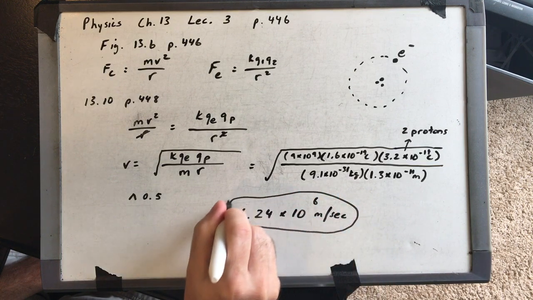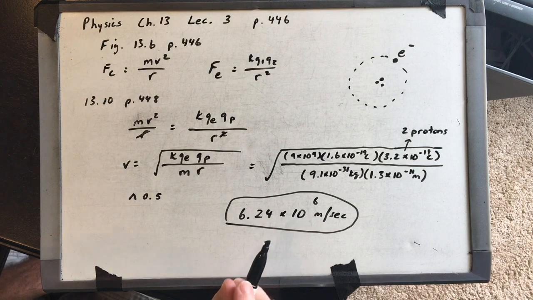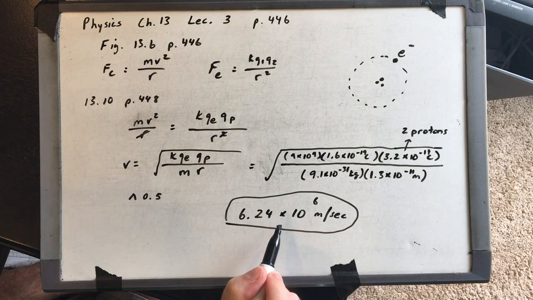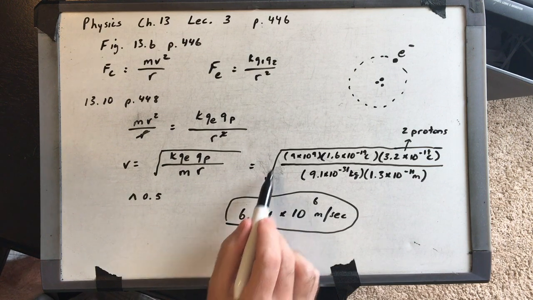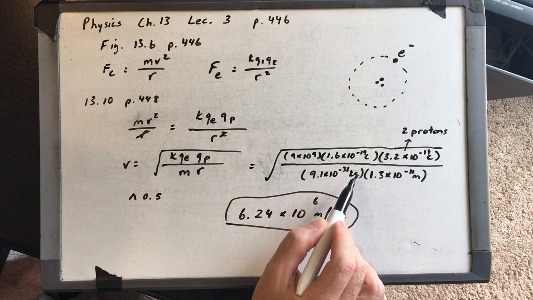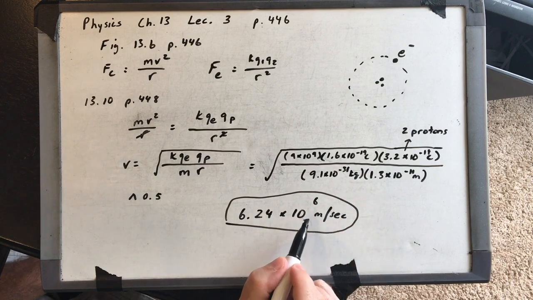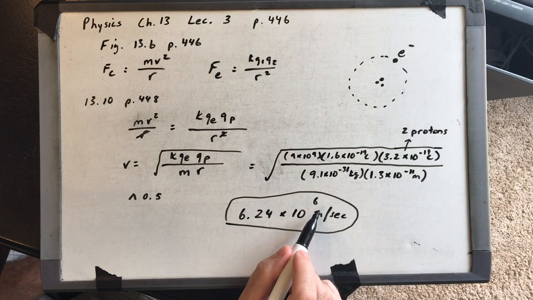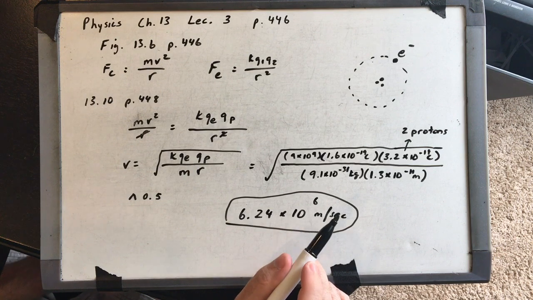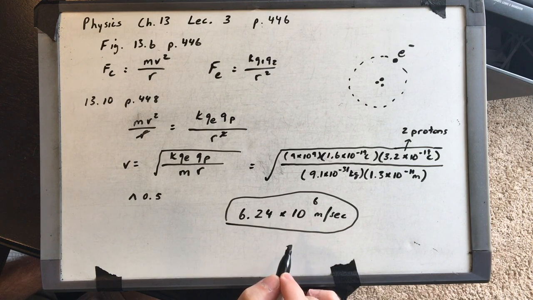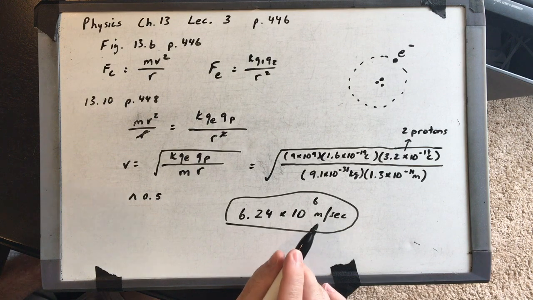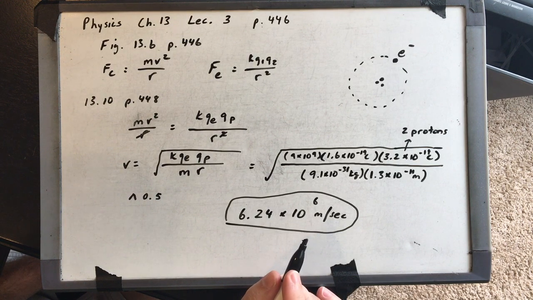But there's a way to check this answer to see if your answer is sane. You know that nothing travels faster than 3 times 10 to the 8th meters a second. If you had forgotten to take the square root of this quantity, you would have gotten something bigger than 3 times 10 to the 8th. So that's kind of a check you can do. Make sure your answer is less than the speed of light. If it's not, you probably made some sort of calculation error somewhere.